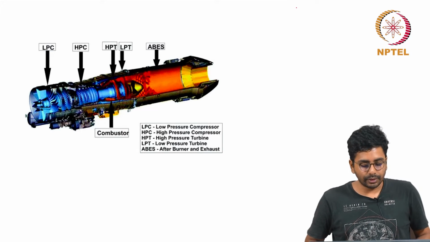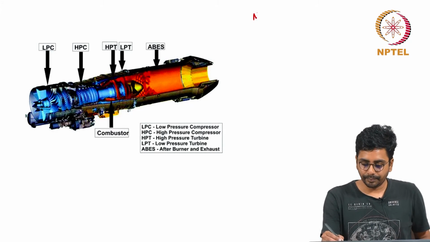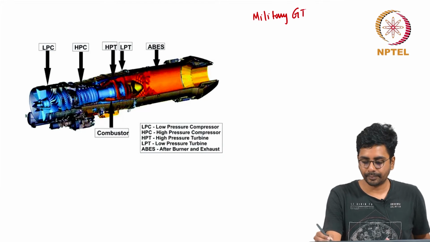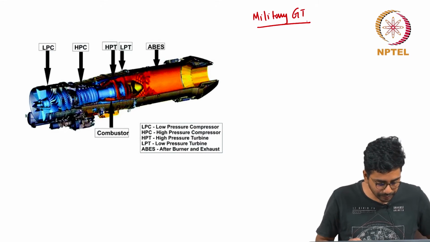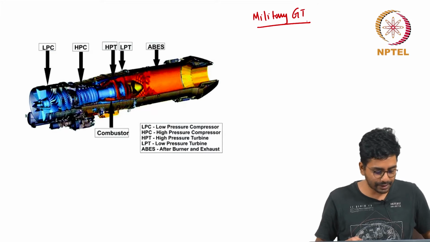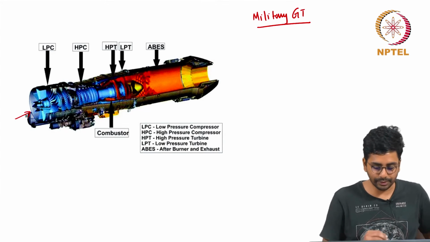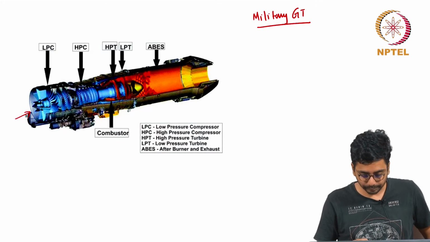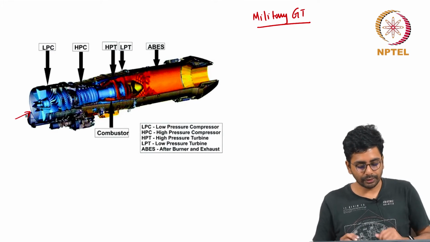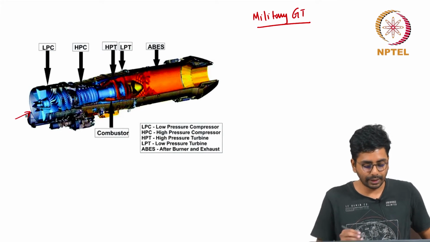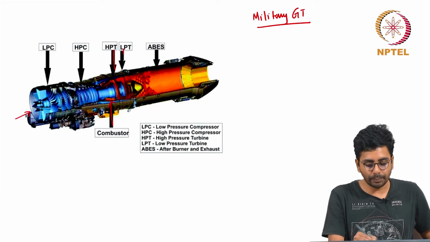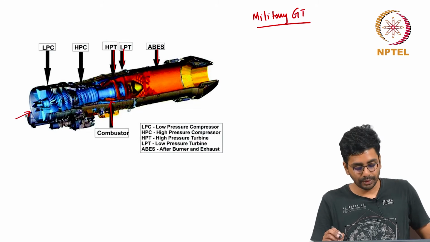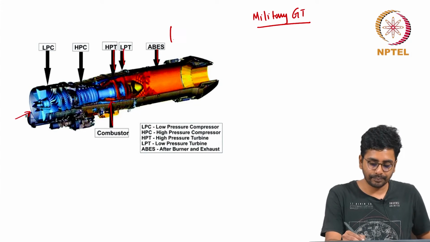This is a cross section of a military gas turbine engine. I can't say from the picture whether it is a low bypass turbofan engine or, it looks more like, a turbojet engine with an afterburner. Okay. It has a low pressure compressor, a high pressure compressor, and then the combustor here. Okay. A high pressure turbine, a low pressure turbine, and an afterburner system, also called the reheat system.